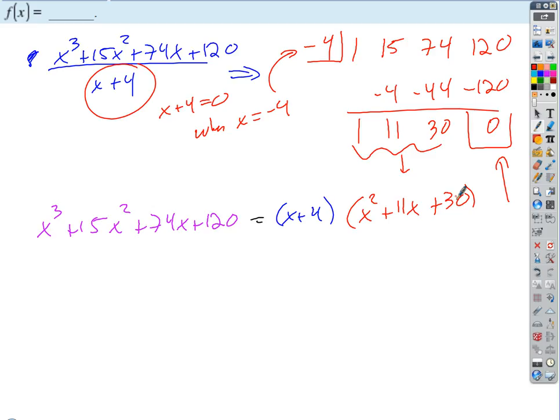Numbers that multiply to positive 30 and add to 11 are 5 and 6, right? So then we could break this thing apart into x plus 4 times x plus 5 times x plus 6. Okay, we're done. See? Okay.